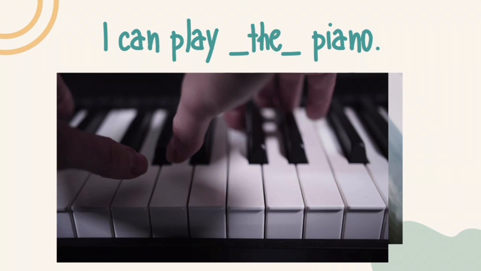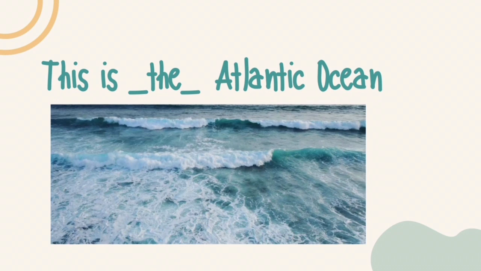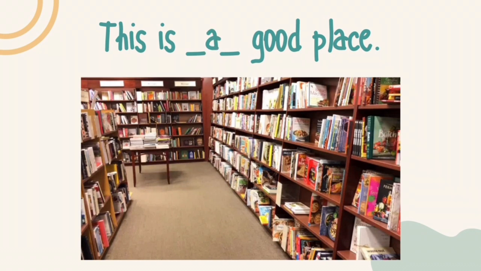What article can you use? That's right. I can play the piano. This is Atlantic Ocean. That's right, this is the Atlantic Ocean. This is good place. What article? That's right, this is a good place.